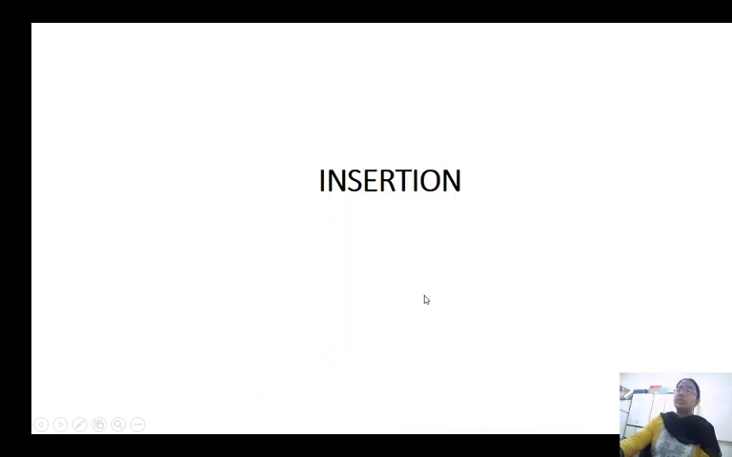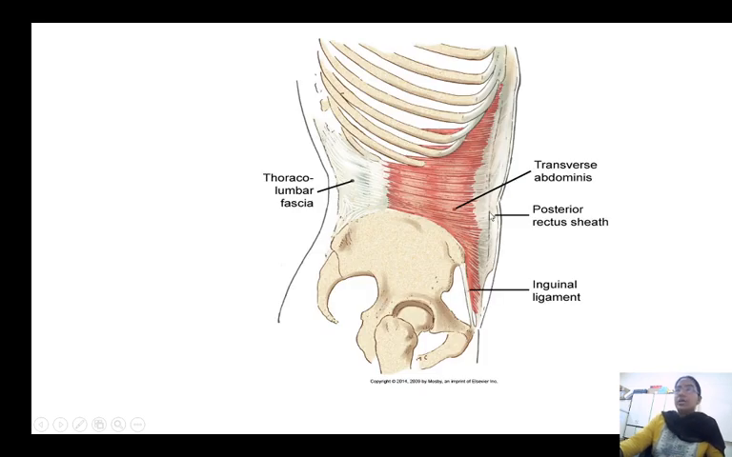Coming to the insertion of the transversus abdominis: it is the same as that of the internal oblique, but there is a mild difference. The inguinal origin in the internal oblique is from the lateral 2/3 part, but here in the transversus abdominis it comes from the lateral 1/3 part of the inguinal ligament.